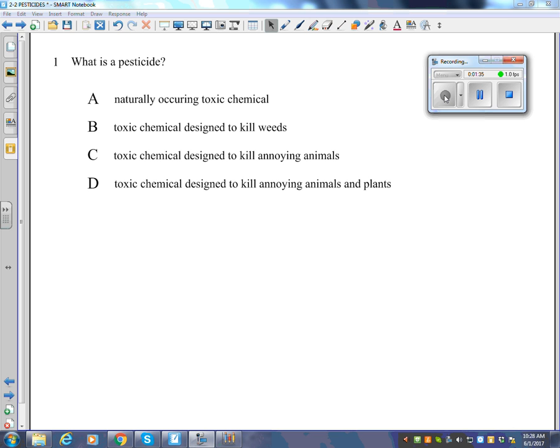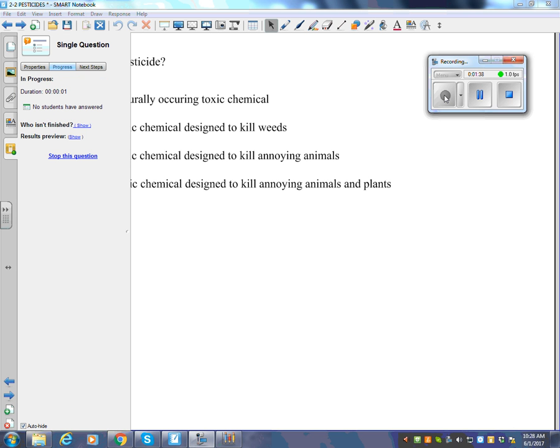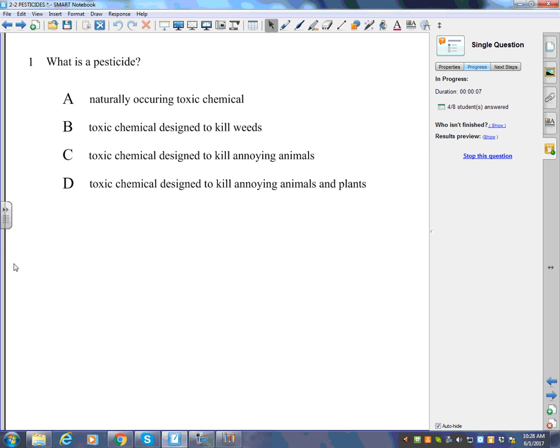So, what is a pesticide? I stopped right at the right spot there, so you should easily be able to find it. Is it a naturally occurring toxic chemical? Is it a toxic chemical designed to kill weeds? Is it a toxic chemical designed to kill annoying animals? Or is it a toxic chemical designed to kill annoying plants and animals?